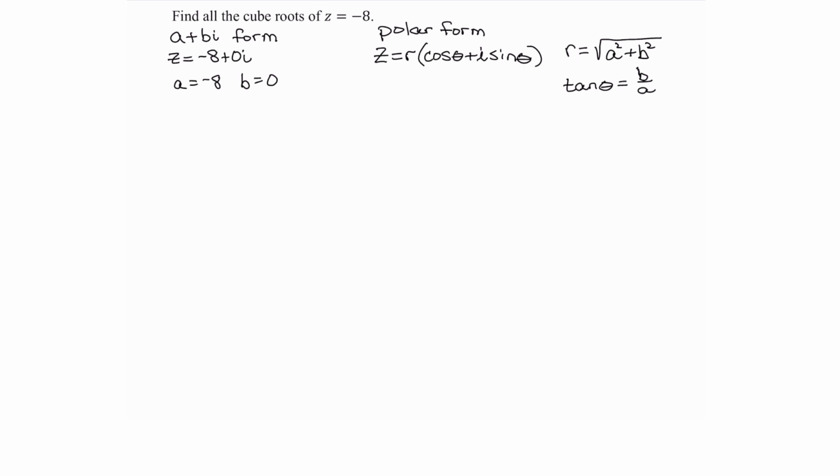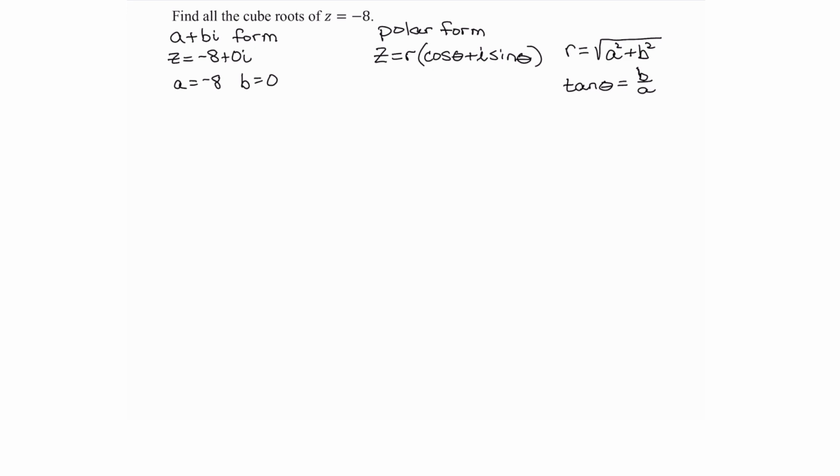Now what I've written down so far is just a review and some identification for some values that we already have. So in a plus bi form, our value for z equal negative 8, our complex number, is z equal negative 8 plus 0i, because there's not an imaginary part. So identifying that a is negative 8 and b is 0.